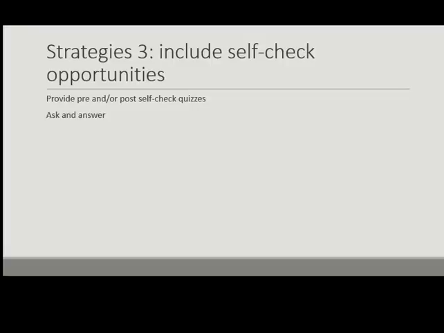The last strategy, include self-check opportunities. Any of this content, when you spend the time to create it, so maybe not for every video, let's say there are 25 short videos in your class. Maybe for every 3 or 4 videos in a chapter, you create 5 questions, multiple choice, unlimited attempts, but they have to take them. It's either 100% or 0. So it doesn't count unless they get 100%. Again, ask and answer questions.